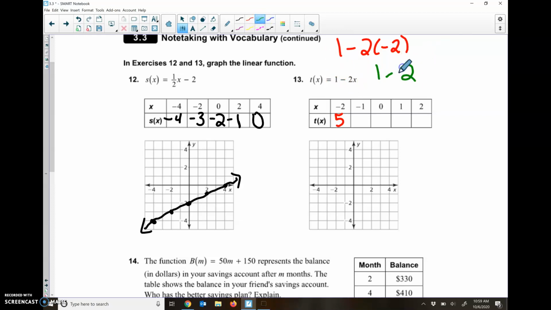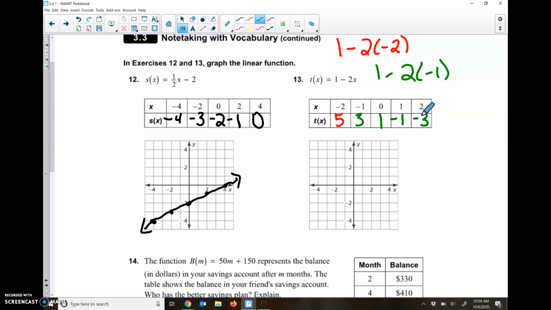1 minus 2x, and this time x is negative 1. So negative 2 times negative 1 is positive 2. And then 1 plus 2 is 3. 2 times 0 is 0. 1 minus 0 is 1. Negative 2 times 1 is negative 2. 1 minus 2 is negative 1. And then 2 times 2 is 4. 1 minus 4 is negative 3.